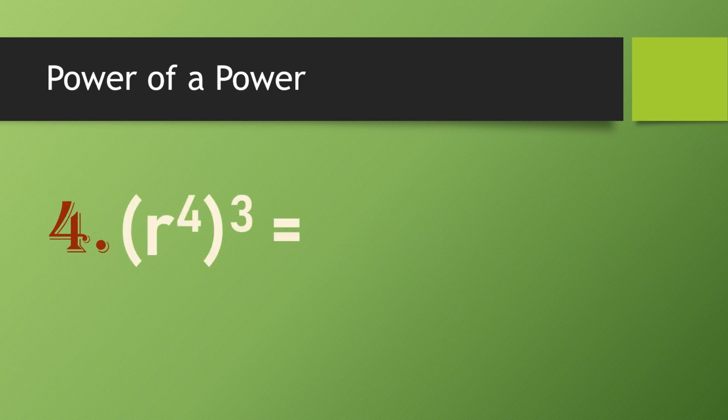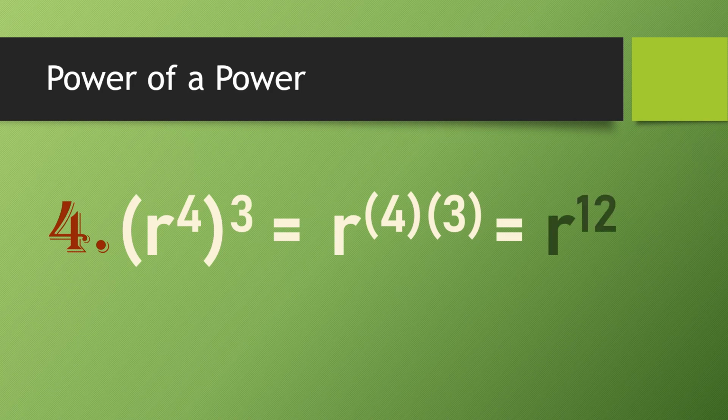Another example is r to the 4th power raised to the 3rd power. So just simply multiply 4 and 3, and that is equal to r raised to the 12th power.